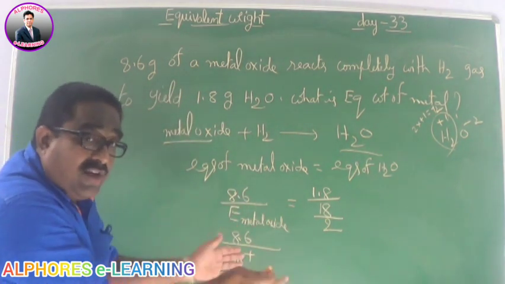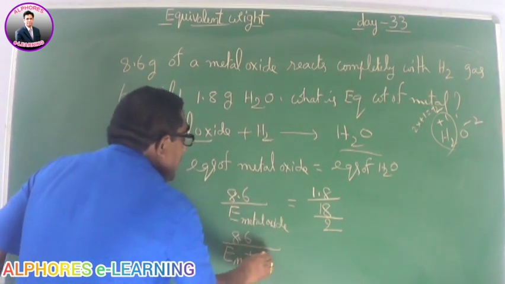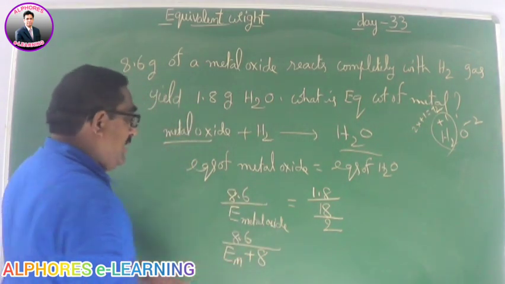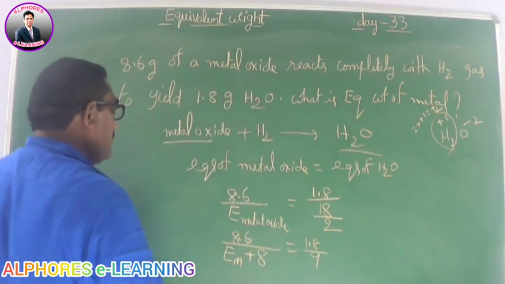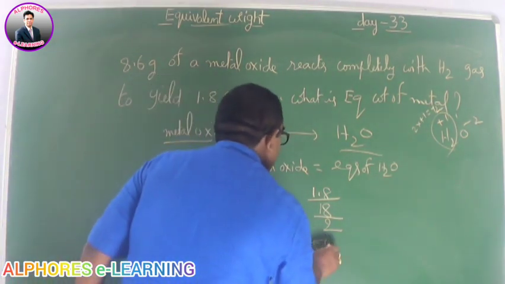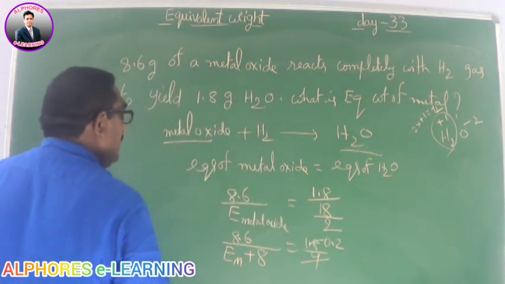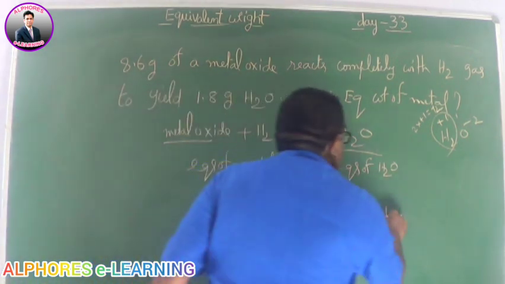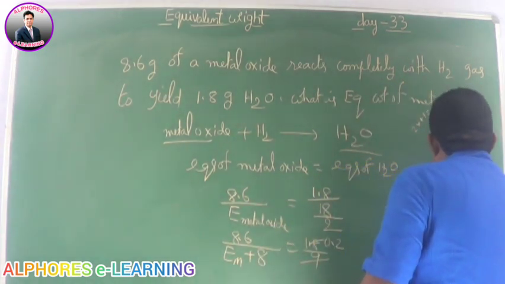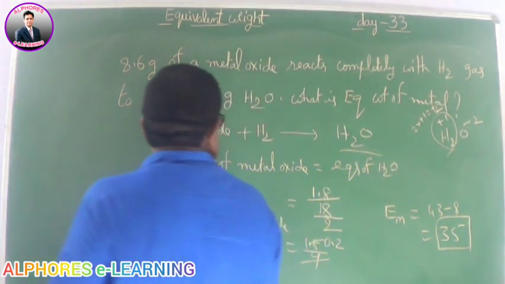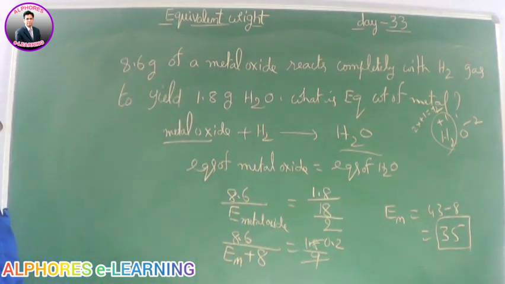I am splitting metal and oxide. The oxide equivalent weight we know is 8. This is 1.8 by 9. Now simplify this. 0.2 gives 43. So the equivalent weight of metal is equal to 43 minus 8, that is 35. That is your final answer.